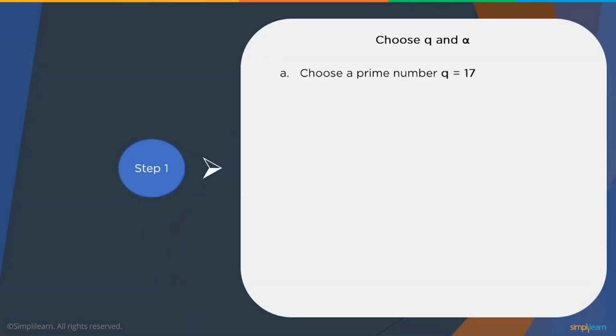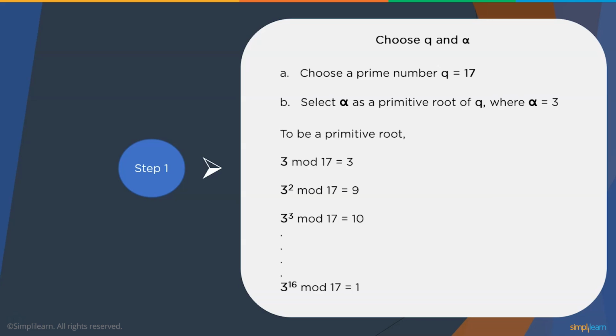In step 1, we have to choose Q and alpha. So let's say we choose a prime number Q to be 17. In choosing alpha, which will be the primitive root of Q, we have decided we're going to take alpha as 3. Now, to satisfy the condition of the primitive root, we can check that 3 mod 17, which is 3, 3 squared mod 17, 9, and all the way up to 3 power 16 mod 17, they all fall below 17. So it satisfies the condition to be a primitive root of the prime number 17.